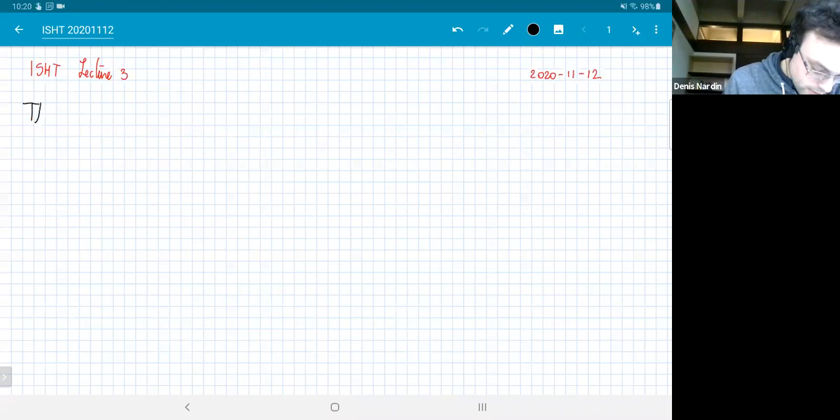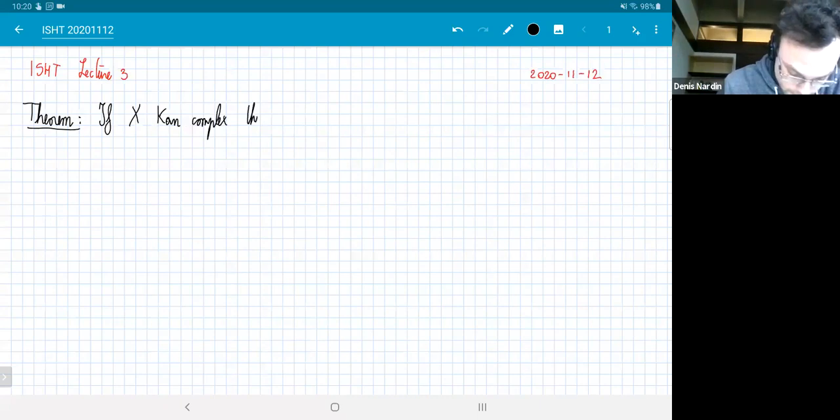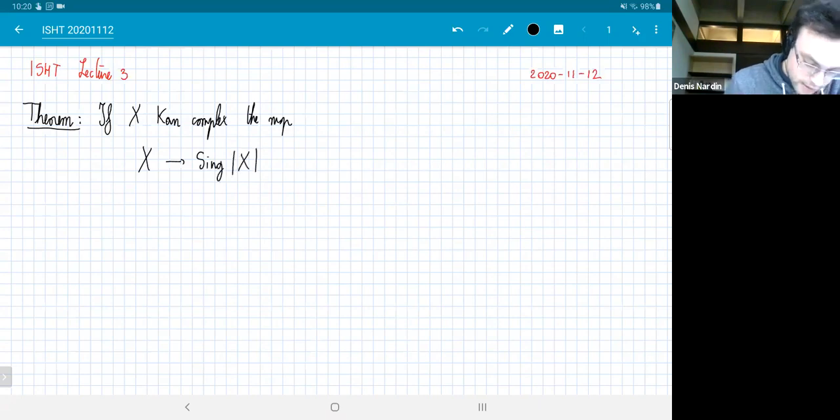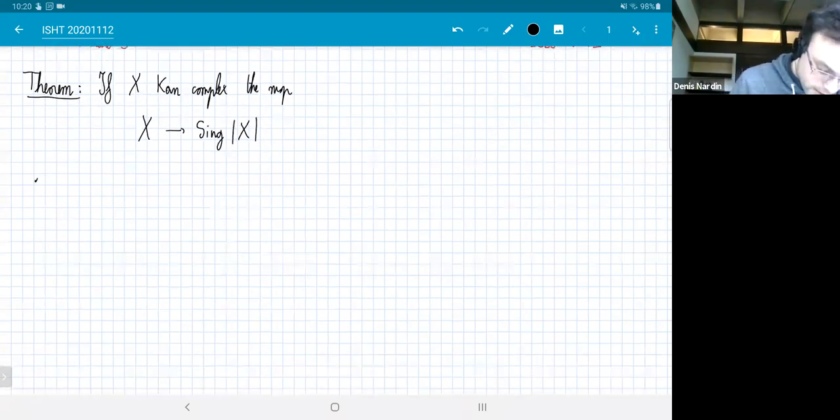So let me write it down. There is the following theorem that says that if X is a Kan complex, I think I used X this time, the map X goes to Sing of the geometric realization of X is a weak equivalence. It's a homotopy equivalence.